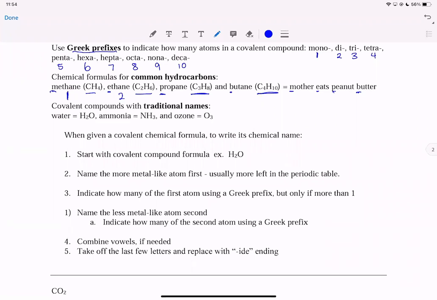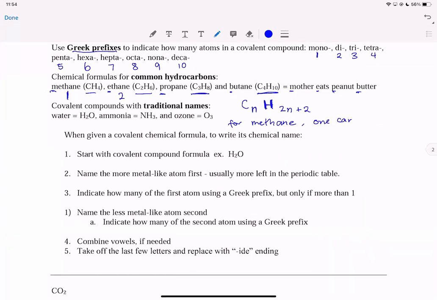So when you know the number of carbons is N, to calculate the number of hydrogens, you actually take that N and you multiply it by 2 and you add 2. So for instance, for methane, this is the first, so that's 1 carbon.